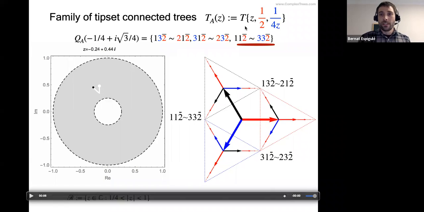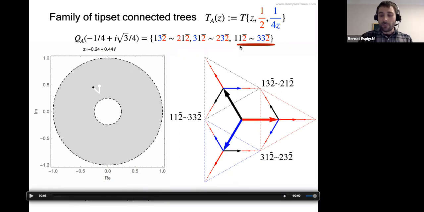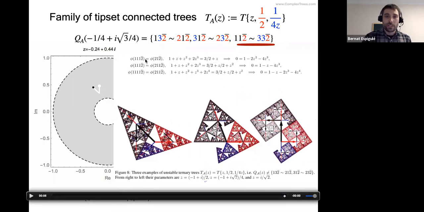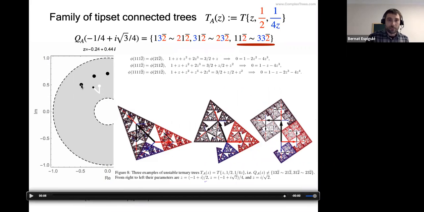But you can find other black points in the parameter space by imposing these tip conditions. And for example, if you add this condition, then you have a polynomial and you can find the root. And when you find the root, you add the point. So that's this example when you get this element. But then you have other solutions when you impose different tip conditions.